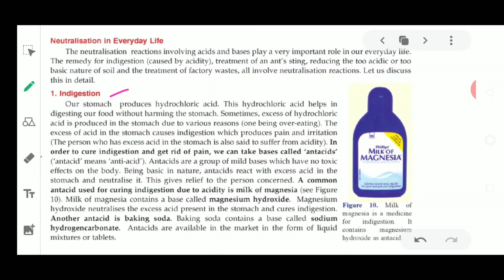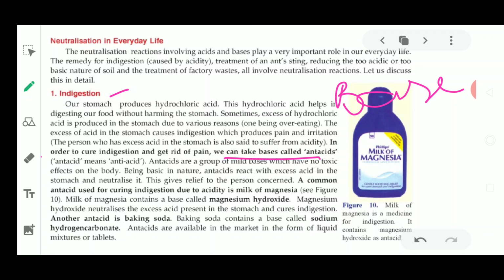If we do not neutralize this strong acid, it is going to harm your body. It means you have to take some base in your body. This base is going to relieve the pain and the suffering from your stomach. These bases are called antacids. So please remember, in order to cure indigestion and get rid of the pain, we can take these bases, which are known as antacids.